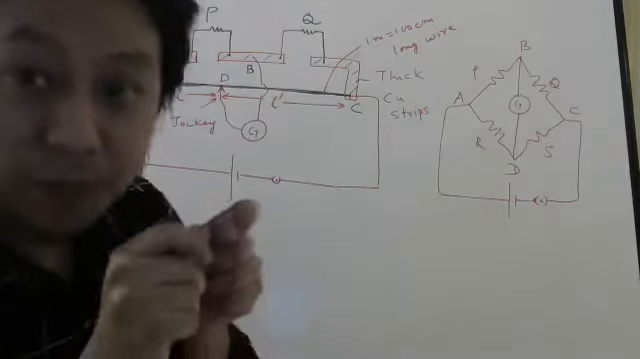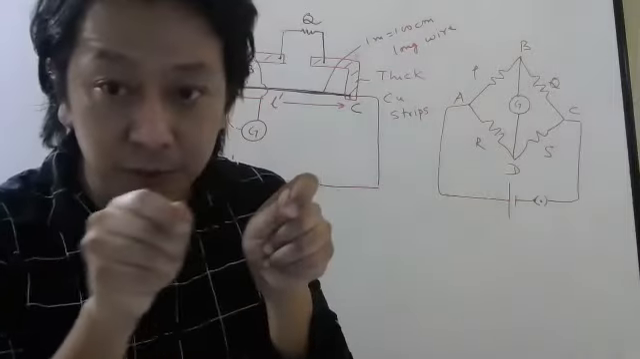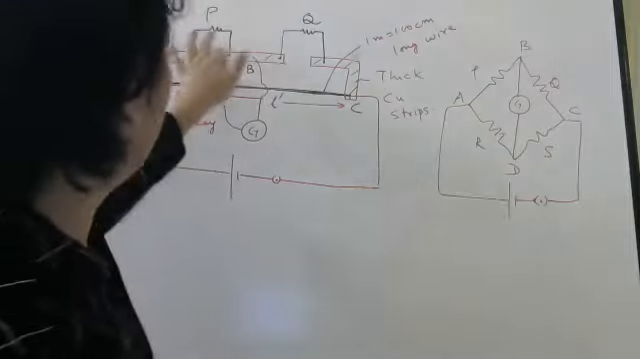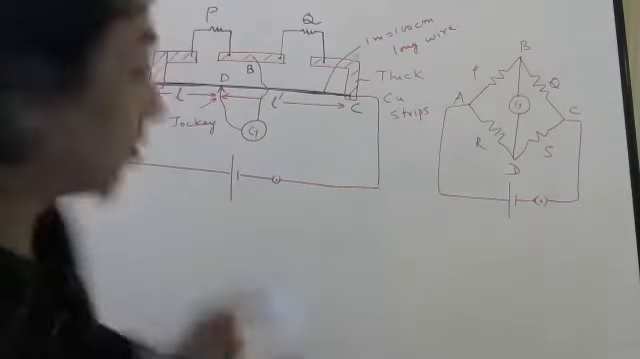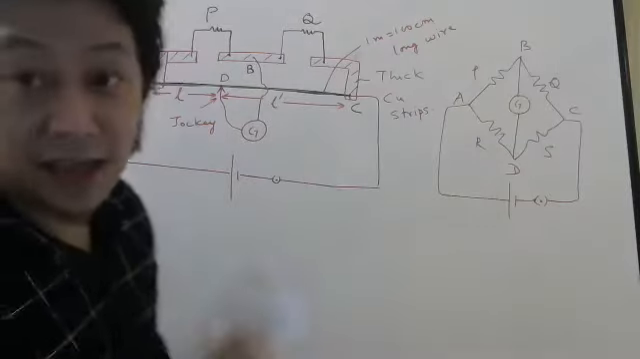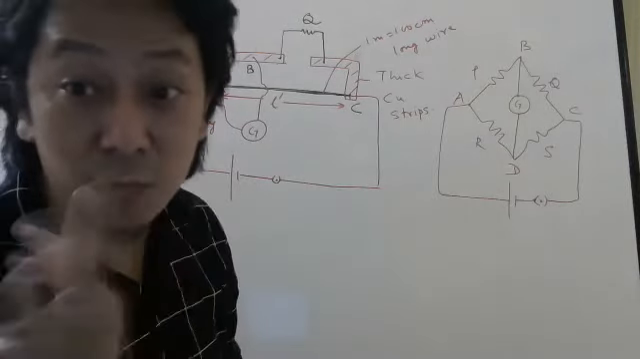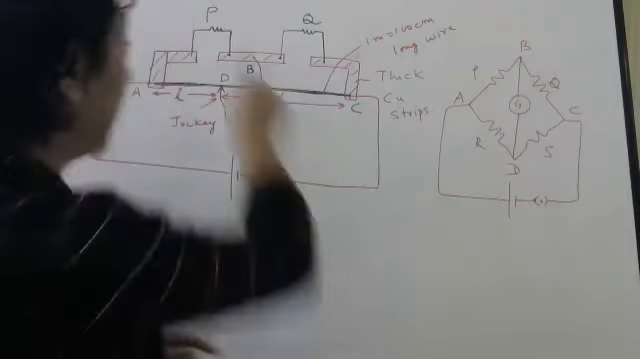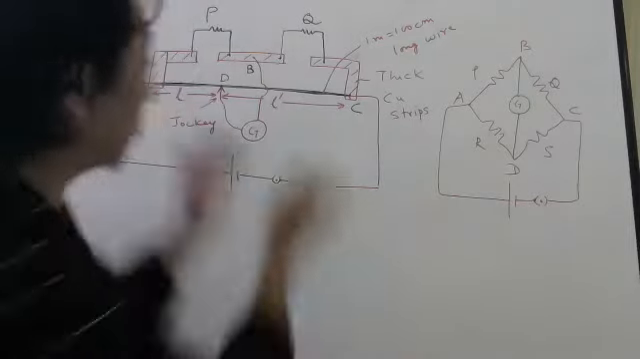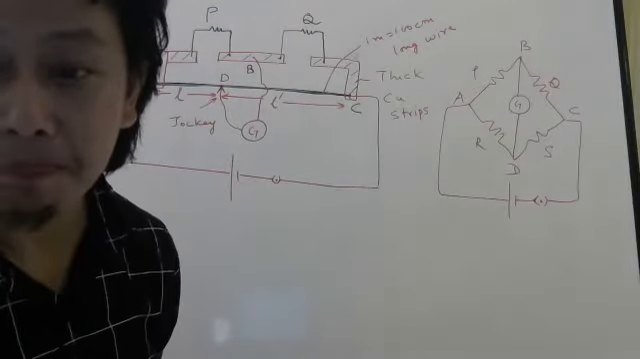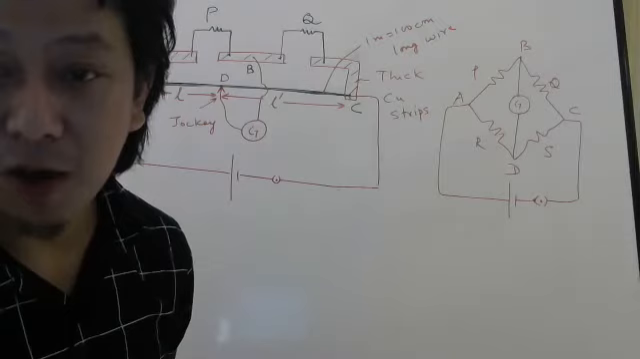So there is a possibility that as you move the jockey, P by Q, this divided by this, will be equal to this resistance divided by this resistance. And when that happens, how will you come to know that yes, P by Q has become equal to R by S? Can you tell me? How will you come to know?